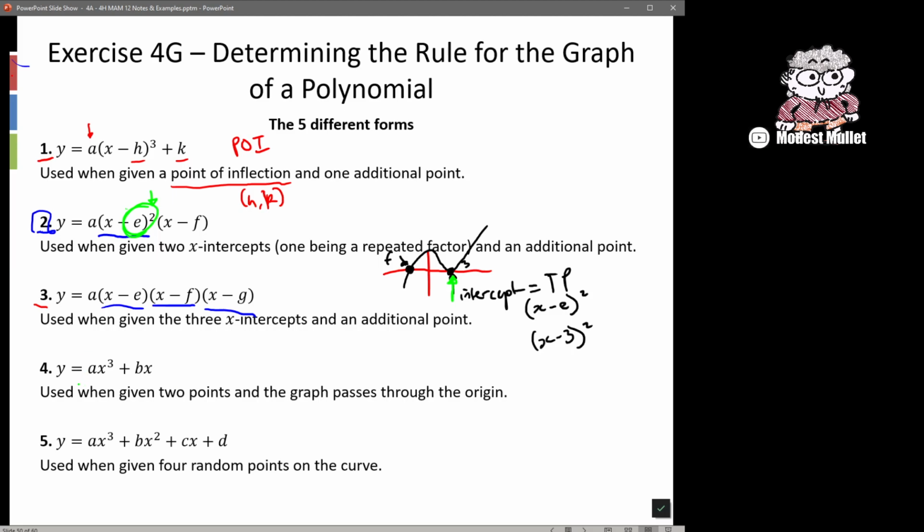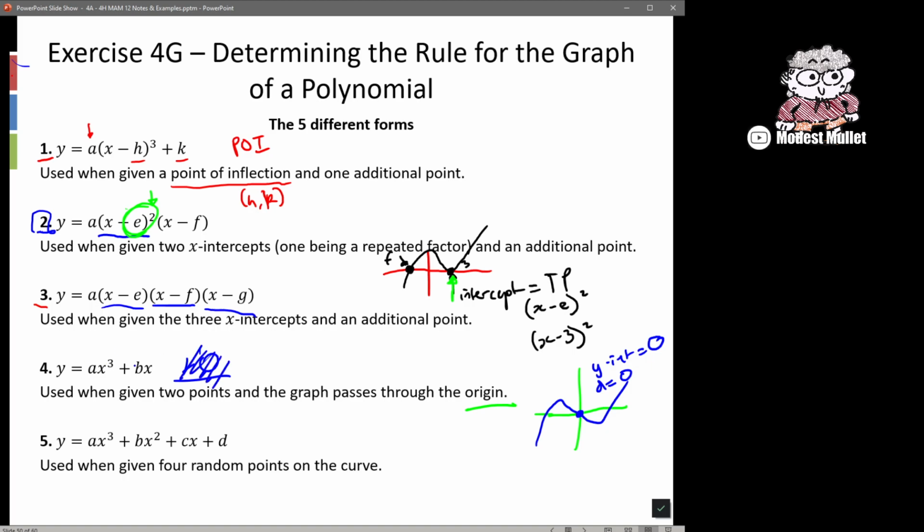The fourth form is used when we're given 2 points and the graph passes through the origin. Because it's passing through the origin, we might have something like that. Since it's passing through the origin, that means its y-intercept is 0. That means our constant on the end, in this case for a cubic, is d. D is going to be 0. So if it's passing through the origin, the constant on the end is just 0, so that disappears.